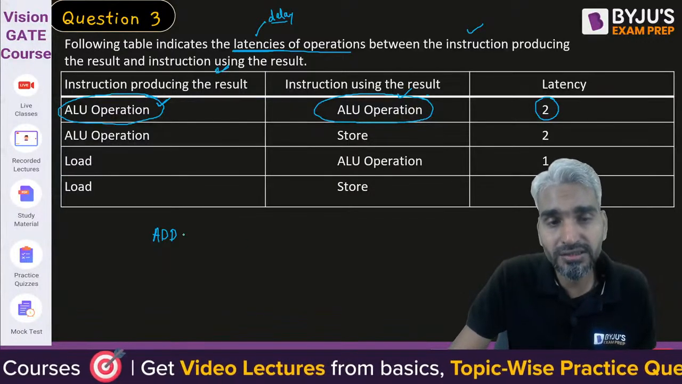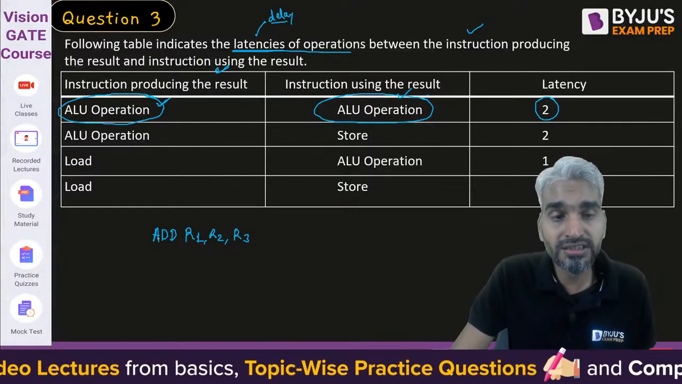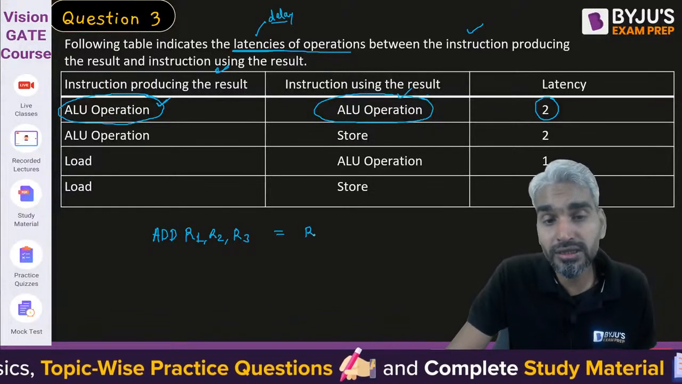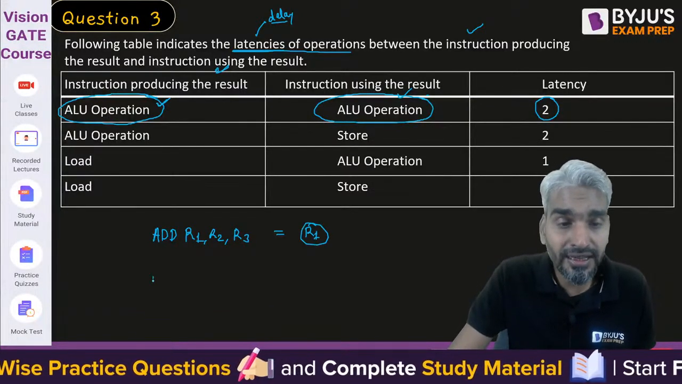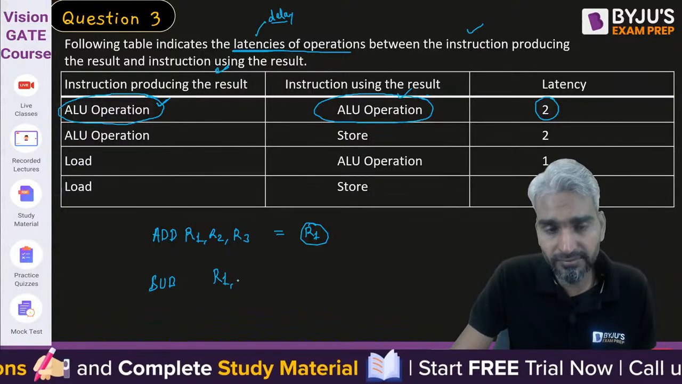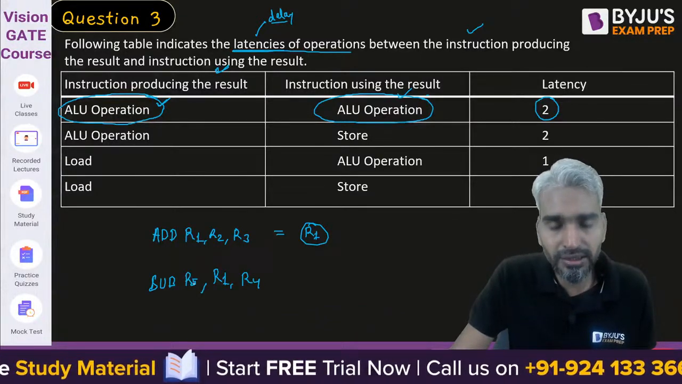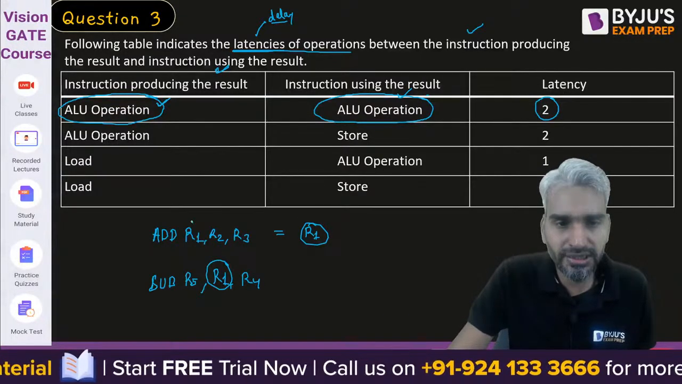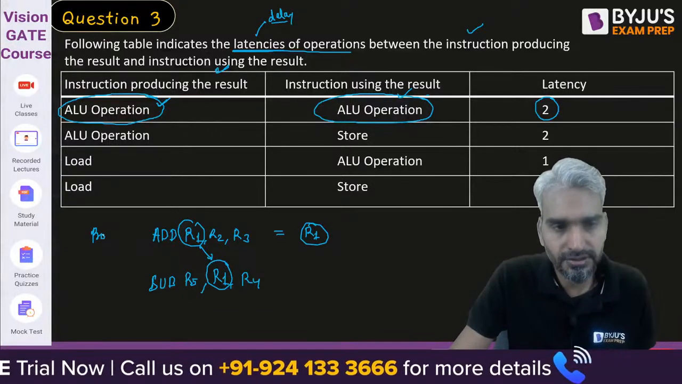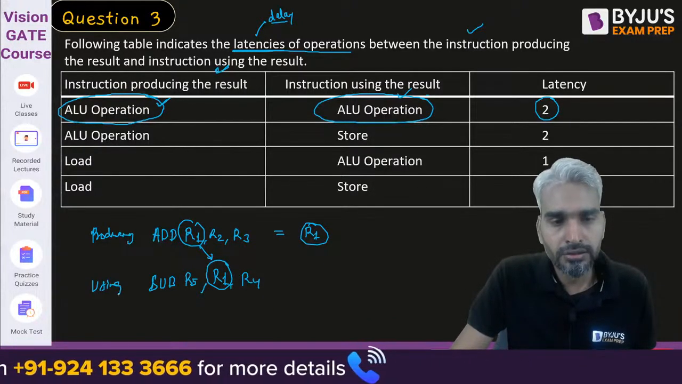Let's try to understand this. If I say add R1, R2, R3, this add instruction is an ALU instruction and it is producing the result in R1. If there is another instruction, let's say subtract, which is using this result R1, then please try to understand, because one is producing and the other is using. So what does it mean?